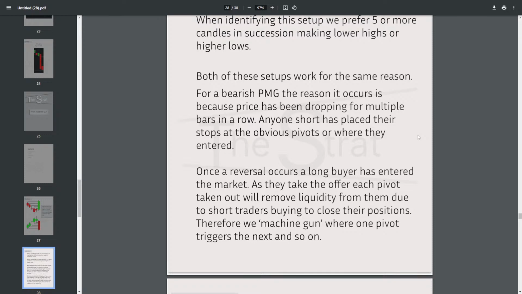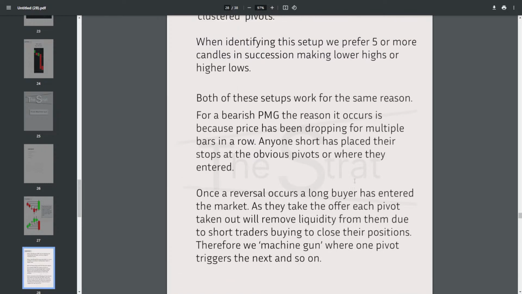So for example, in a bearish pivot machine gun, the reason it occurs is because price has been dropping for multiple bars in a row. Anyone short has placed their stops at the obvious pivots or where they entered. So once a reversal occurs, a long buyer has entered the market. As they take the offer, each pivot that's taken out will remove liquidity from them due to the short traders buying to close their positions. Therefore, we machine gun, where one pivot triggers the next, and so on.